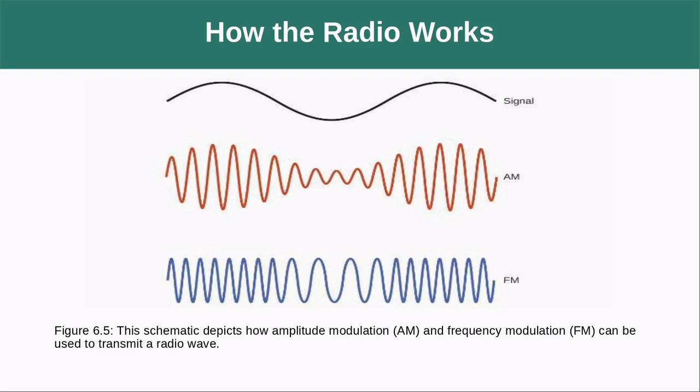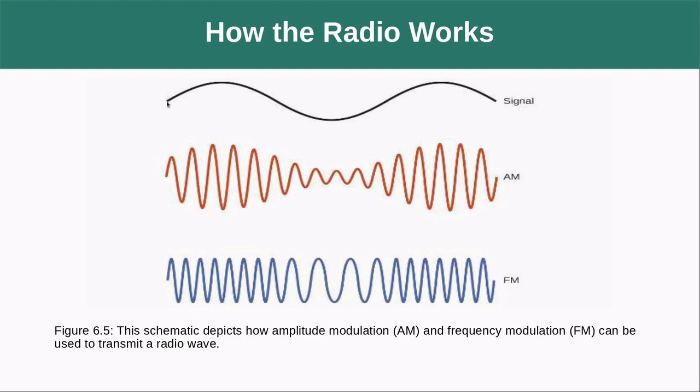How does it work? So, if this was the signal that I was trying to send, just this sine wave, right? I have two kinds of modulation that are typically used. You have AM, amplitude modulation, or you have FM, frequency modulation. So, how do these two work?